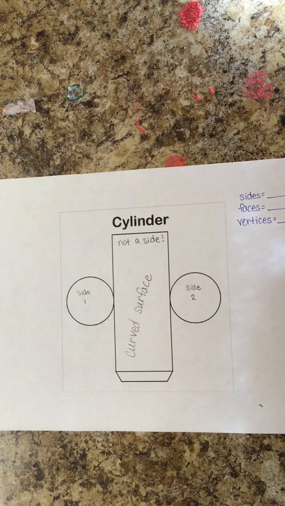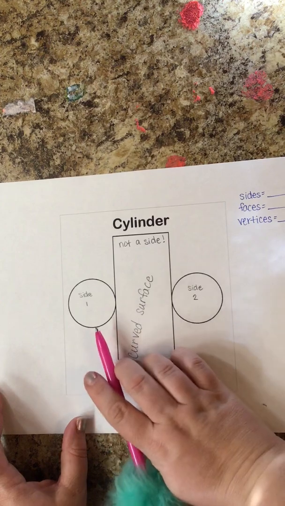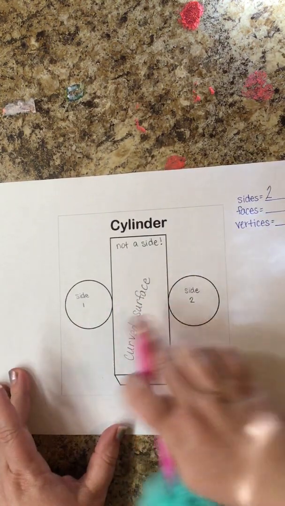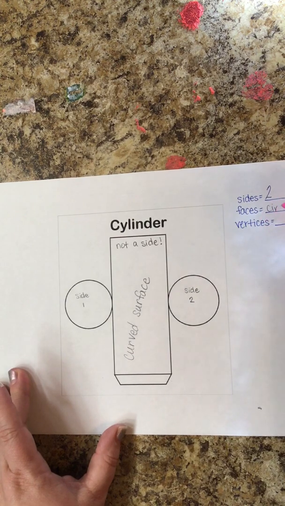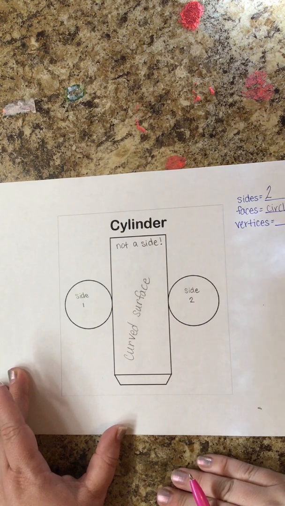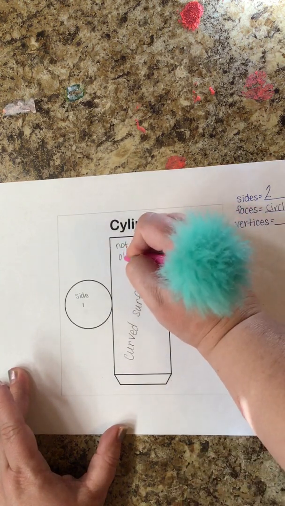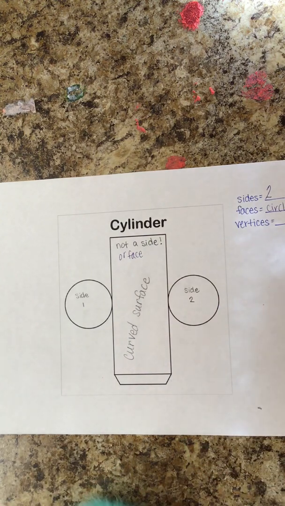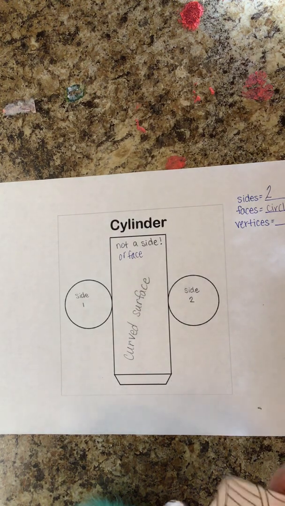Our last shape here is a cylinder, and the cylinder is kind of a tricky one because its sides are only this top and bottom. The faces are circles. This that looks like it would be a face or a side is not either. It's not a side or a face, and that is because it is curved. In order to be considered a side or a face, it can't have curvature. It needs to be a flat surface.